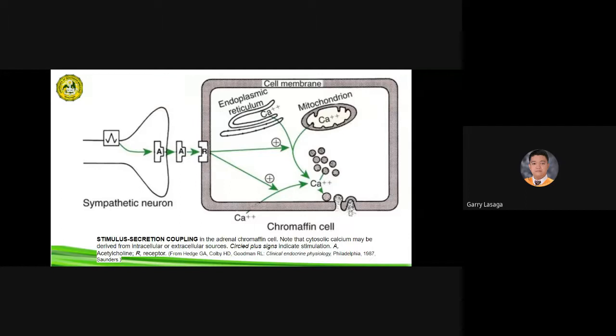During exocytosis, the membrane of the chromaffin granules will combine with the plasma membrane to release the catecholamines in the ECF or in the blood. In this way, the epinephrine or the norepinephrine will be able to traverse the blood. It will be carried in the blood to act on target or effector organs.